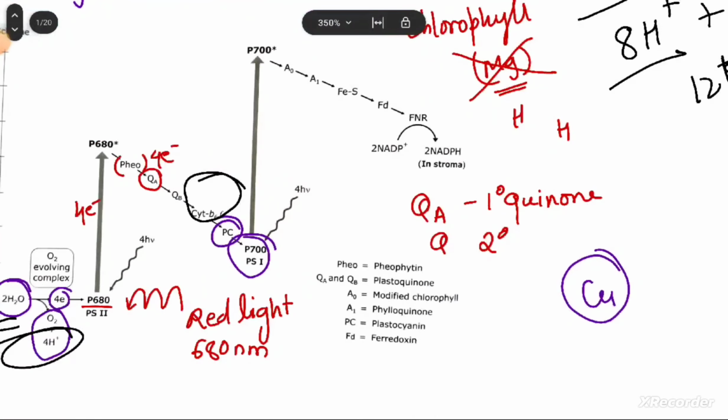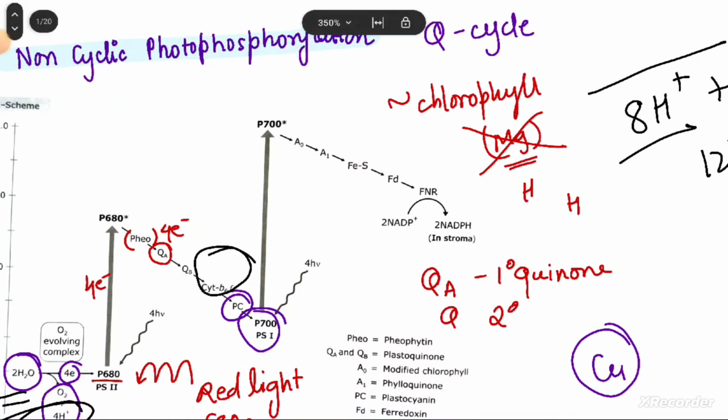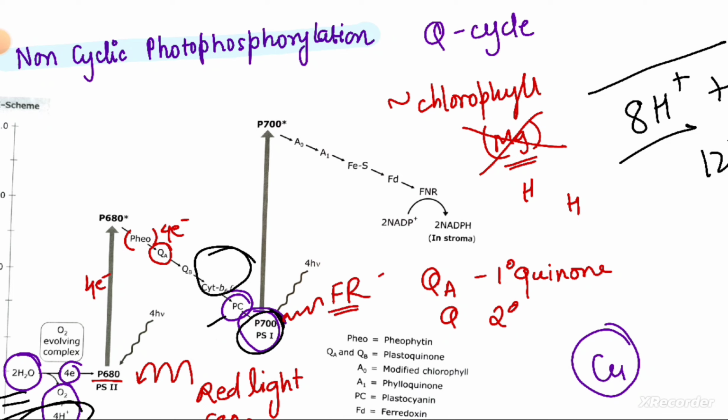Now let's finish with this Z scheme first, and then I'll show you how ATP will be synthesized. So we reached here. Plastocyanin is transferring all those electrons to PS1. Now this PS1 will get excited by absorbing far red light of 700 nanometer. Once it absorbs the 700 nanometer, it will get excited and give these electrons to the A0.